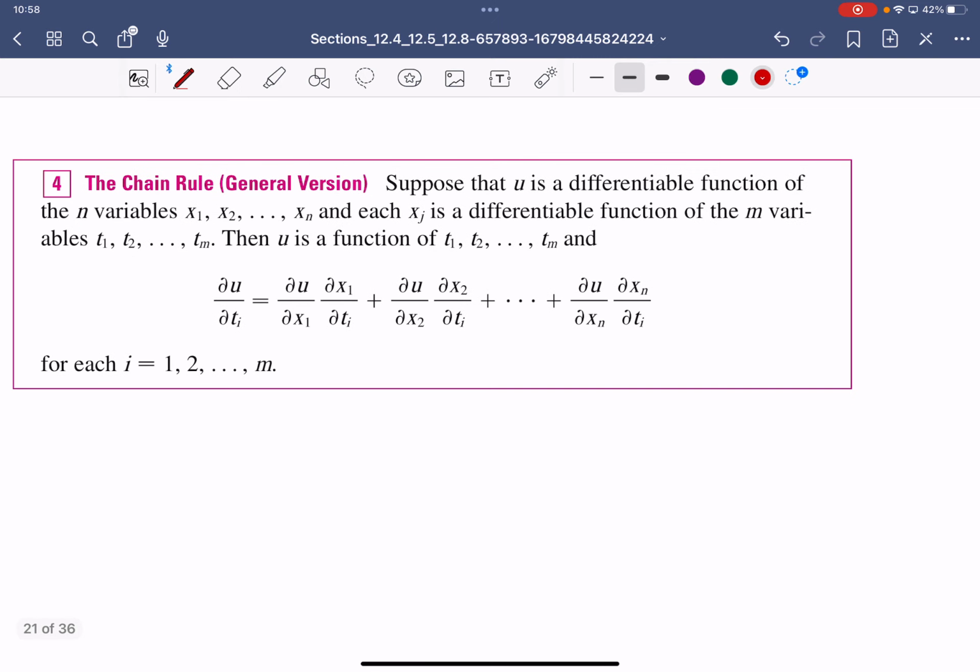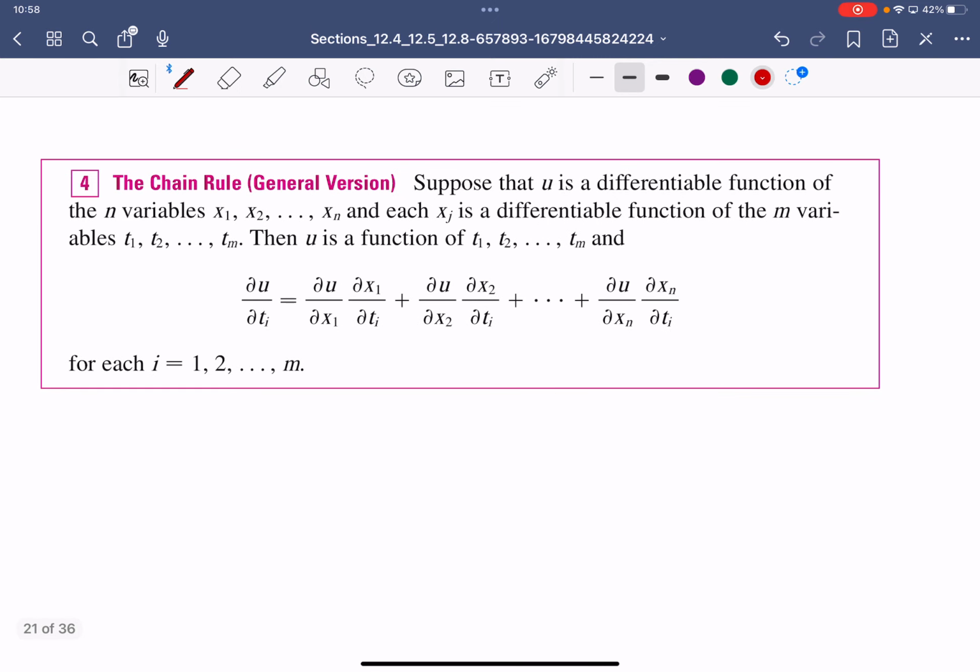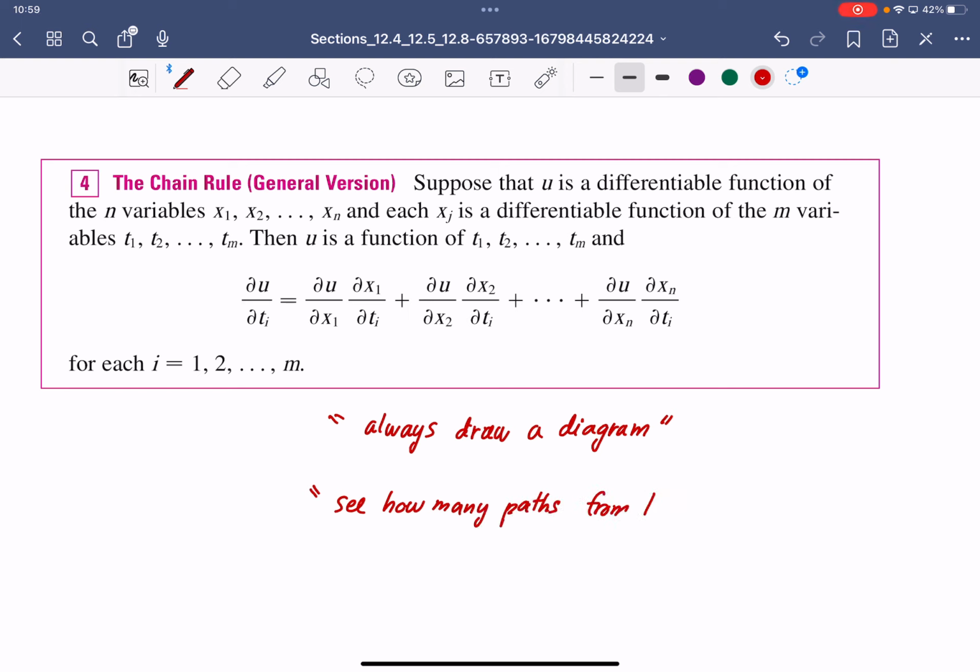This is the case where you have the general version. Always draw a diagram again, and then see how many parts there are from the top to the bottom. This is a technique that you can use.